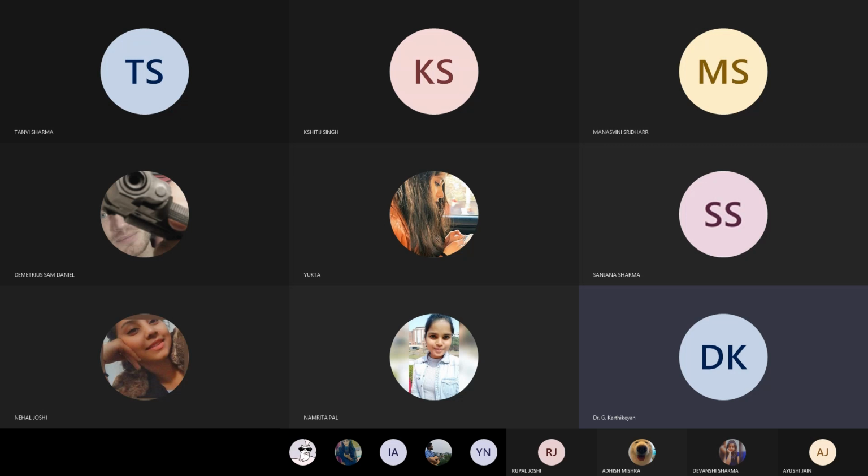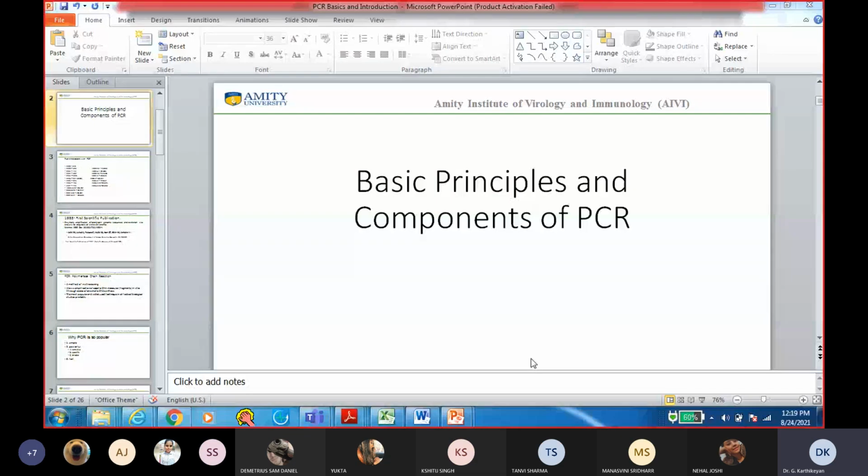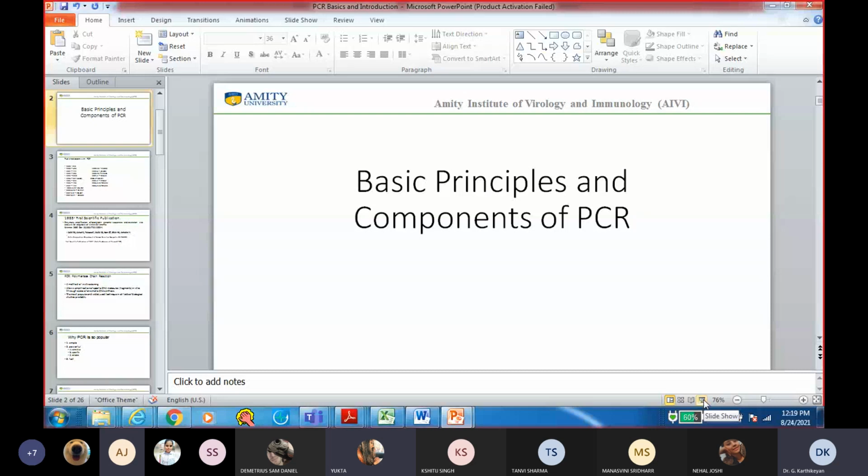All of you must be aware of PCR, I guess. Or is there anybody who is not aware of PCR? It's okay, if you're not aware, I can understand. All right. Is my screen visible? Yes, sir. Okay, I'm just putting it on.